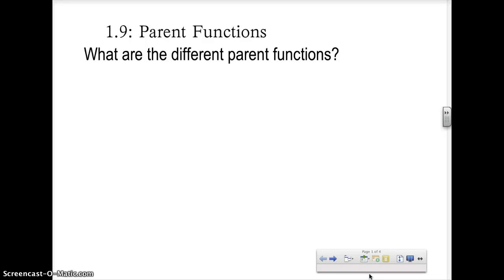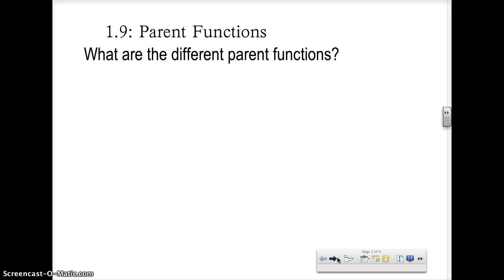The final section of chapter 9 is all about parent functions. We're trying to figure out what the different parent functions are. This section really sets us up for the rest of the year. Most of the functions we talk about here will be covered more in depth in later chapters. The 5 functions we cover show up again, and that's why we take a really basic first quick look at them.